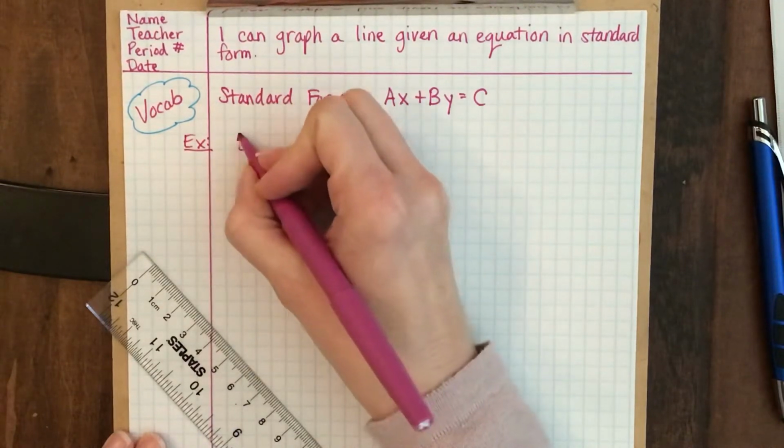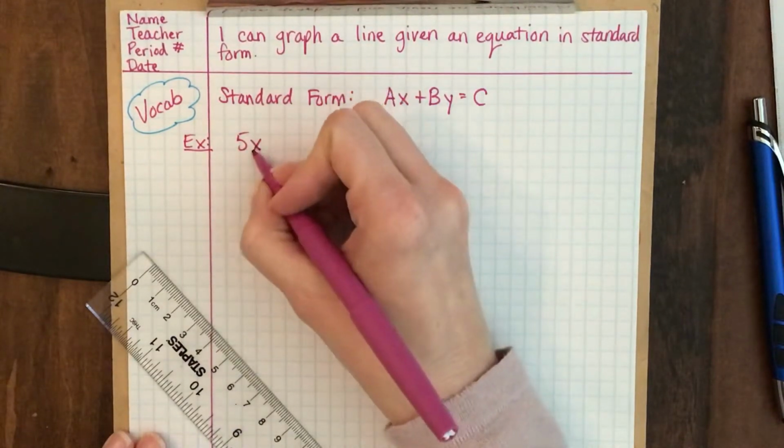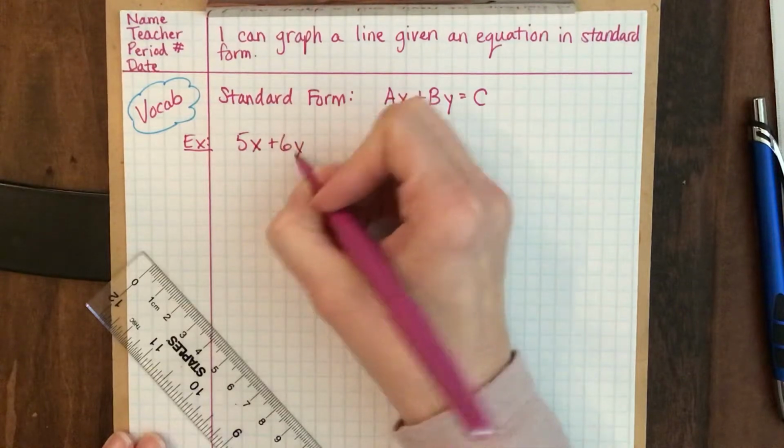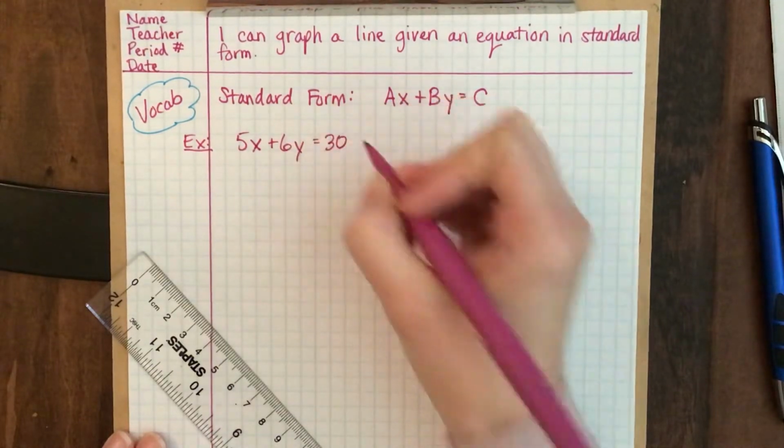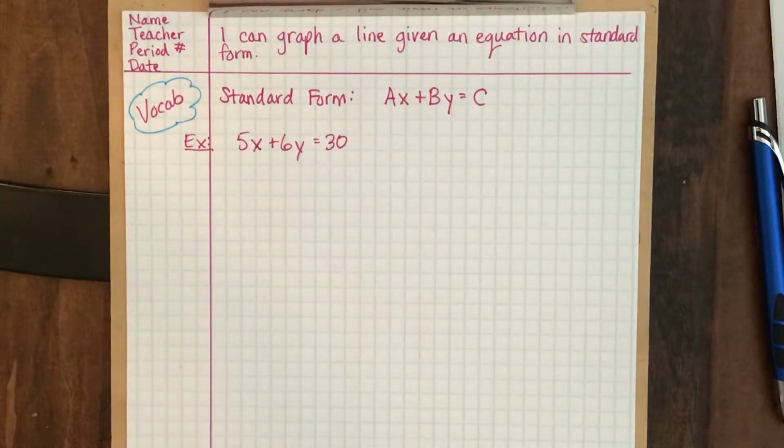Okay, 5x plus 6y is equal to 30. Now, when you're in the slope and y-intercept form, you're given the y-intercept and the slope, so you can plot the y-intercept and then use the slope to plot the line. This is a little bit different. We're going to find the x-intercept and the y-intercept, and then plot those 2 points and connect them to make our line.